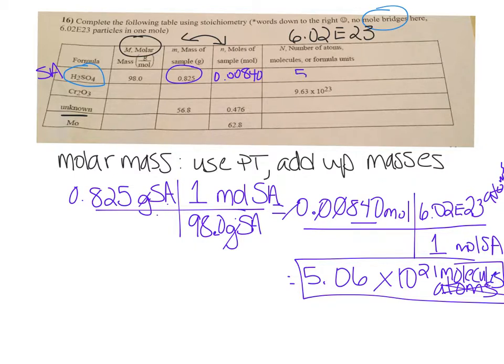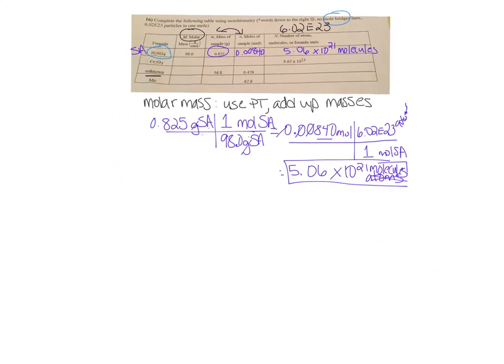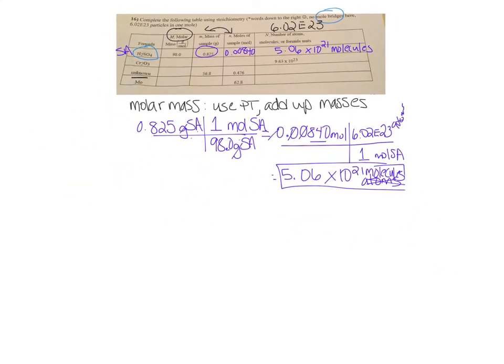Okay, so filling it out in our table, 5.06 times 10 to the 21 molecules. Make sure you are showing all of your work. I know I don't give you a lot of space there, so pull out a piece of paper, and I would do it on a piece of paper so that you don't forget how to do these easy conversions. Okay, I'm going to scrunch this up so I have some more room.